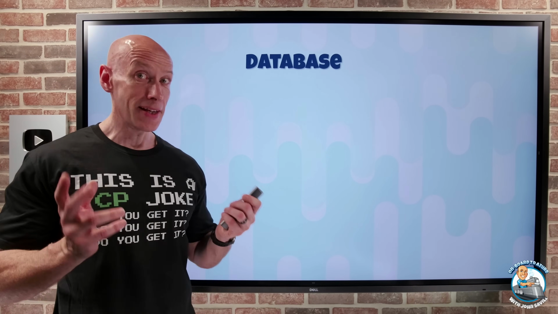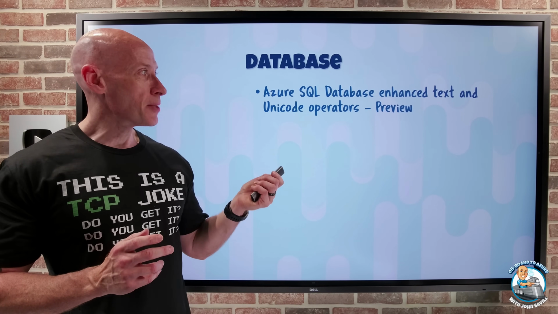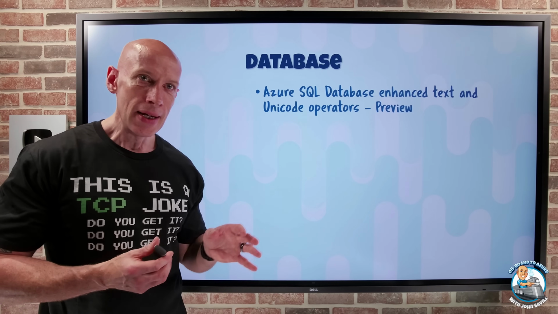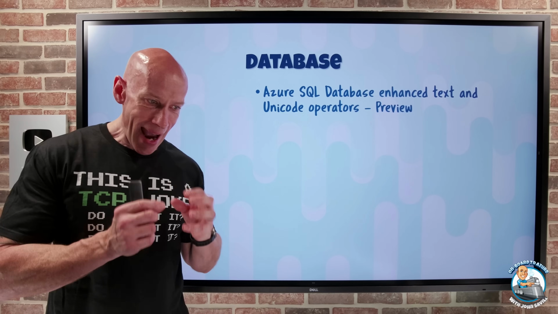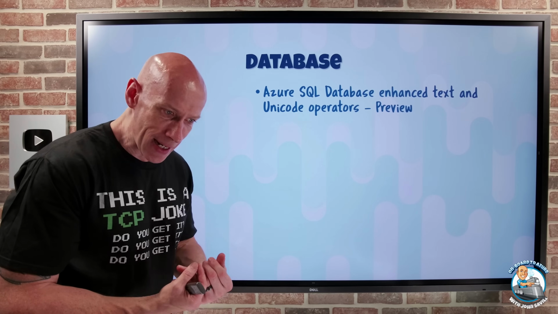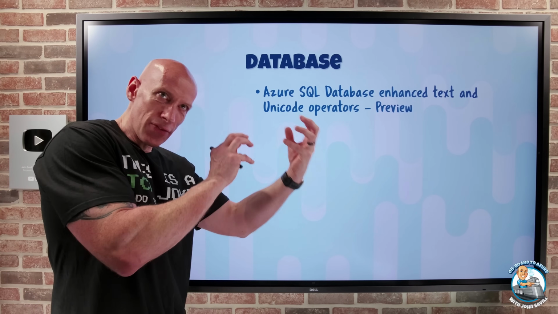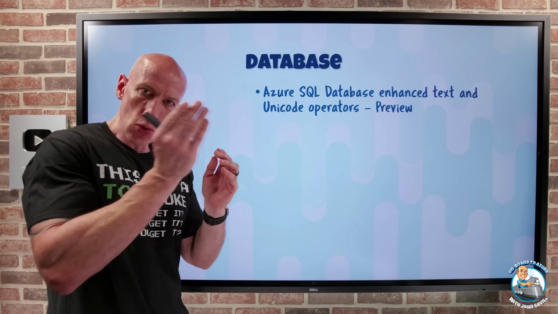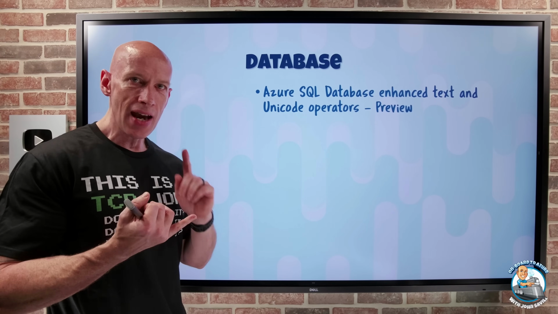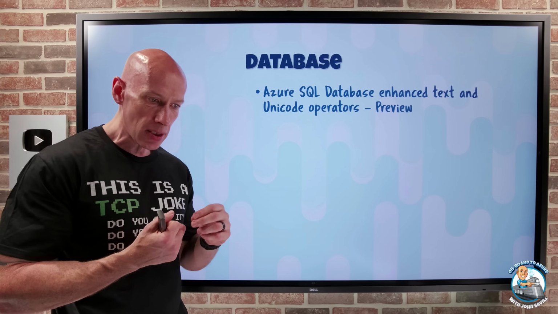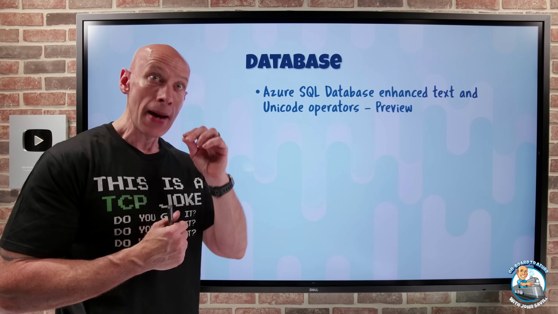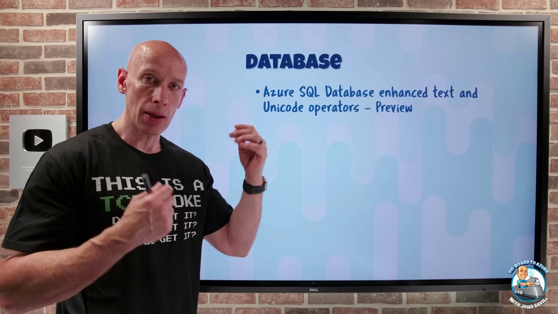On the database side, there's a lot. So Azure SQL Database now has enhanced text and Unicode operators. This is in preview. So for the Unicode, what they've added in is this unistr function. And what it will let me do is pass in a collection of text and also Unicode values. You do the slash and then the Unicode value, and it will output that UTF-8 or UTF-16 encoded string that I can then use in whatever kinds of structures I have in my database. So it makes it much easier to work with Unicode characters.